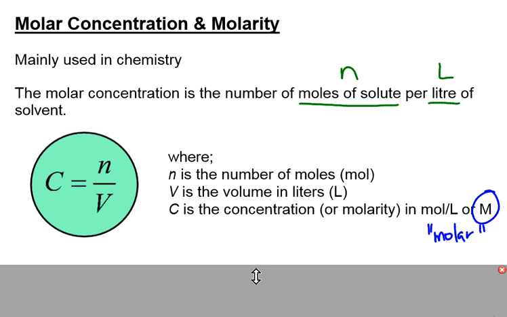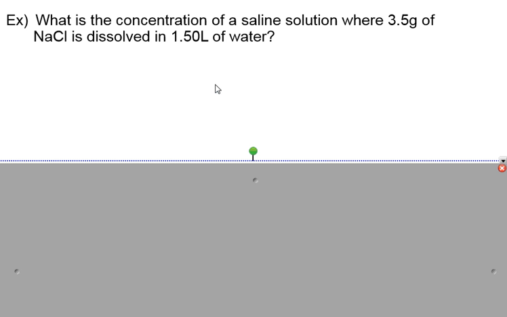All right, so let's try some calculations now. First example: what would be the concentration of a saline solution where you have 3.5 grams of sodium chloride dissolved in 1.5 liters of water? So I'm asking you to find concentration, that's C. I'm giving you a mass, and I'm giving you a volume.